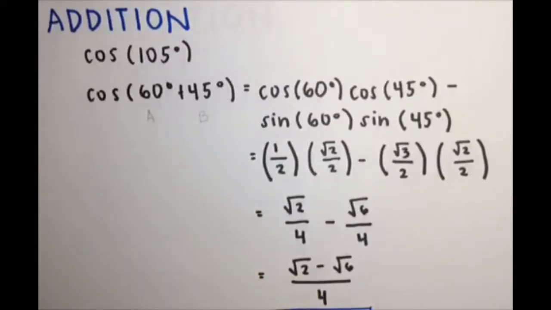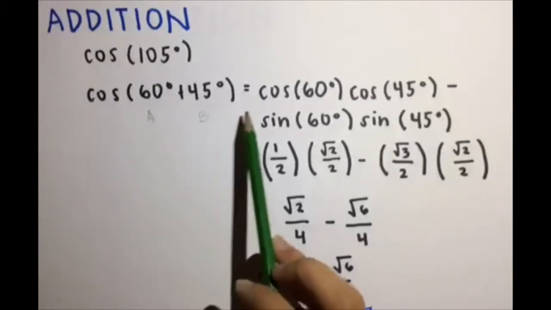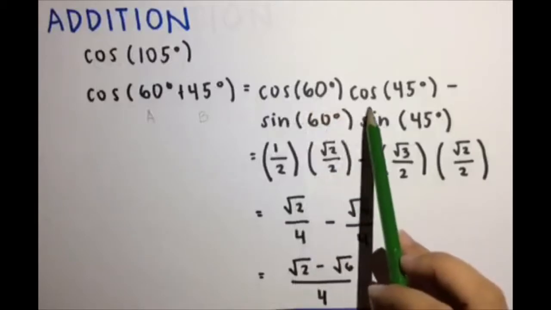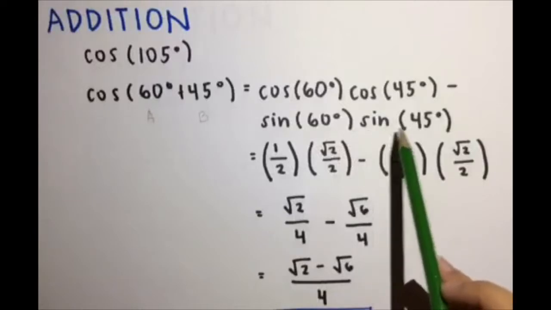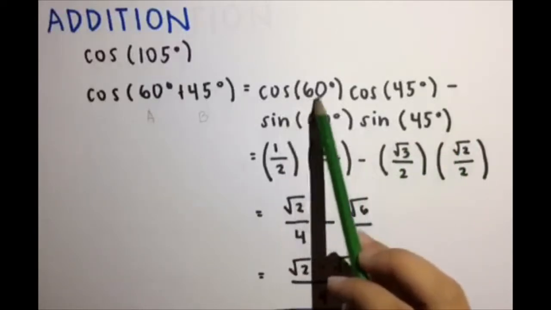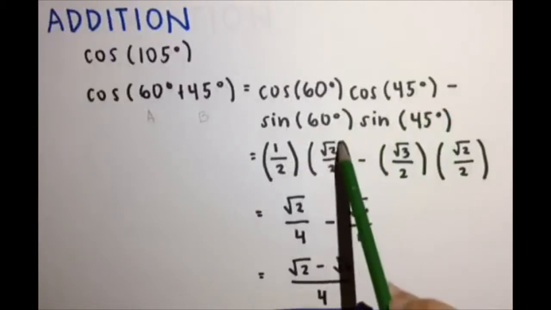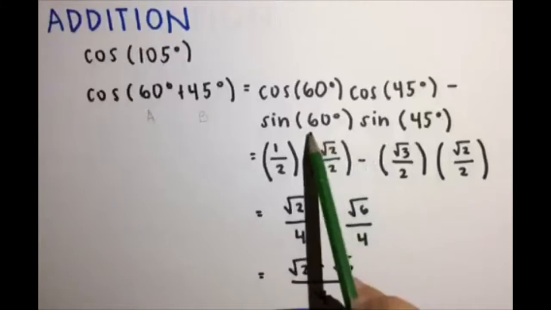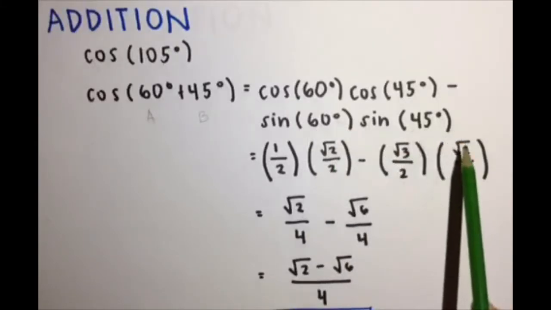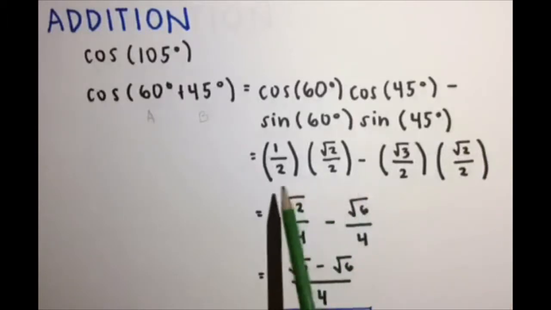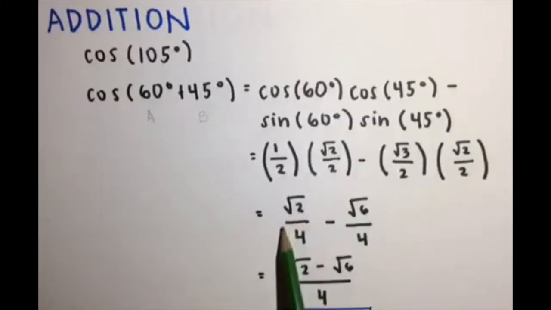Now, substitute it to our formula. Cosine (60 degrees plus 45 degrees) is equal to cosine 60 degrees multiplied by cosine 45 degrees, minus sine 60 degrees multiplied by sine 45 degrees. Cosine 60 degrees is equal to 1/2. Cosine 45 degrees is equal to the square root of 2 over 2. Sine 60 degrees is the square root of 3 over 2, and sine 45 degrees is the square root of 2 over 2. When you multiply 1/2 by the square root of 2 over 2, the answer will be the square root of 2 over 4.